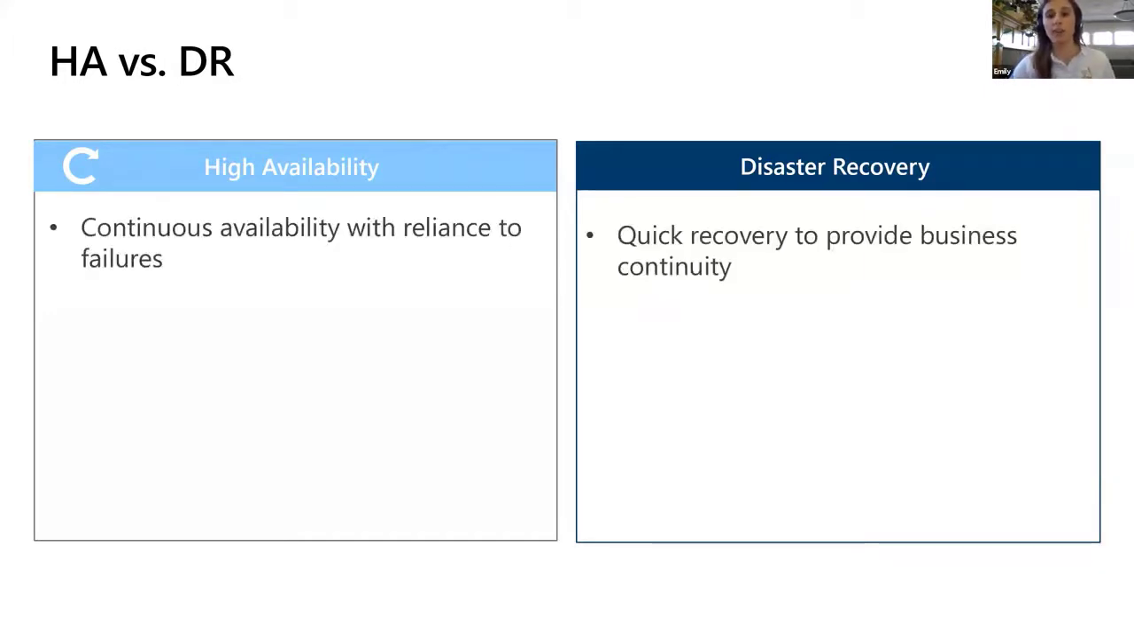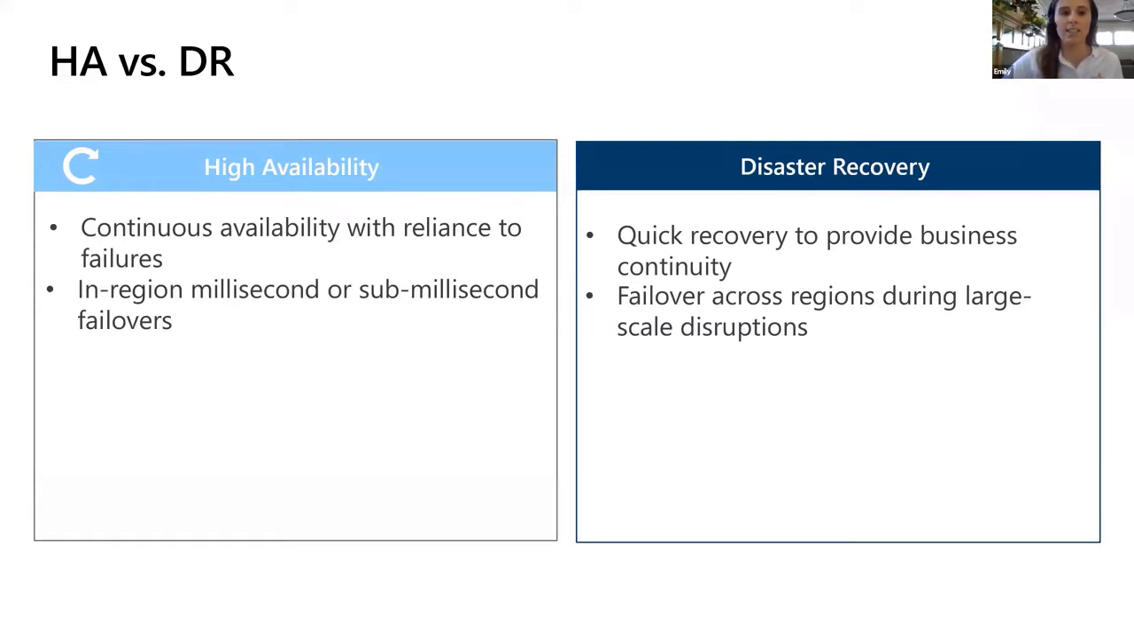The goal of high availability is to have continuous availability of the database with resilience to local failures. This covers recovery from local failures and software failures in an automated way that is transparent to the applications that use the database. On the other hand, the goal of disaster recovery is to quickly recover the database from a failure to provide business continuity and protect the business by minimizing any potential data loss that might happen.